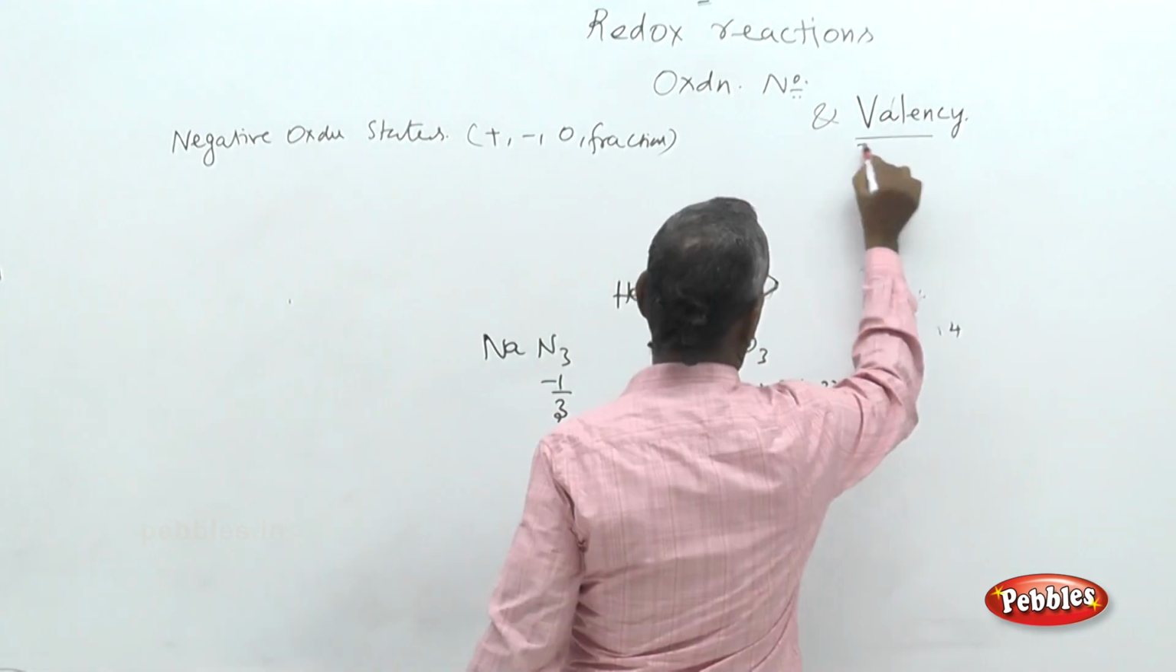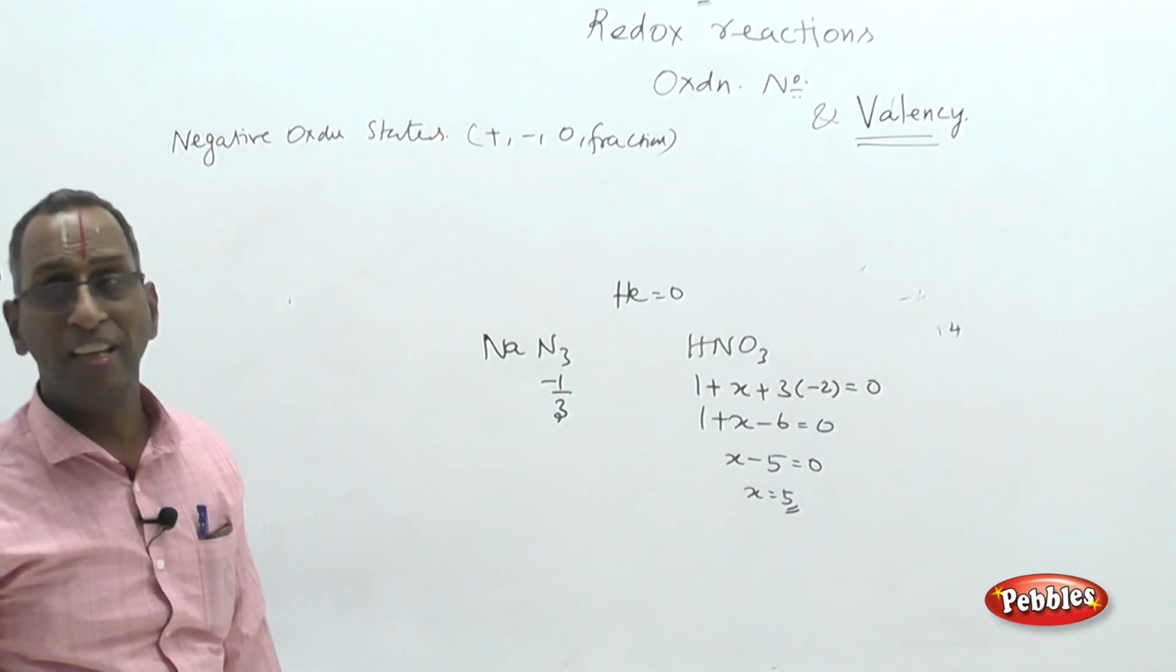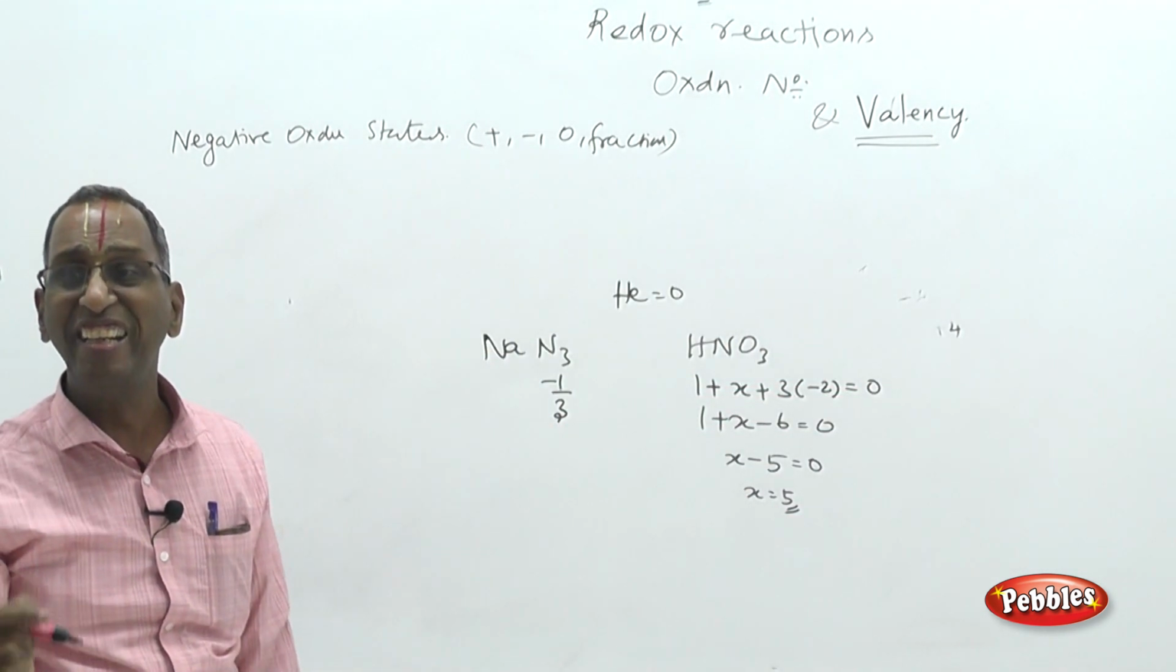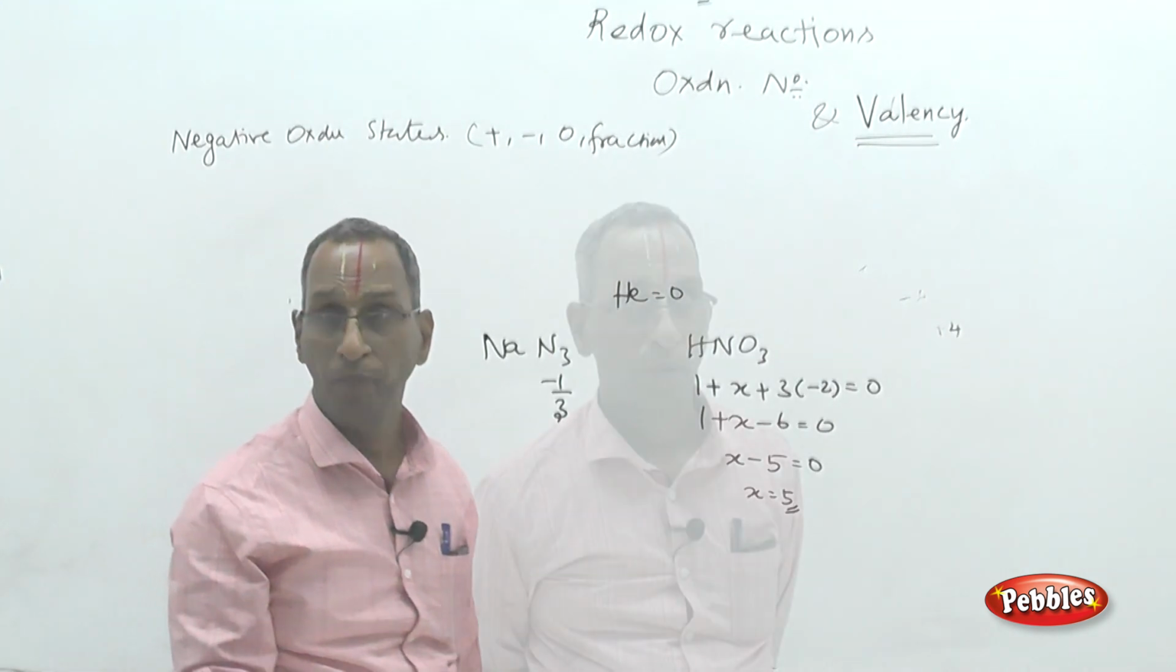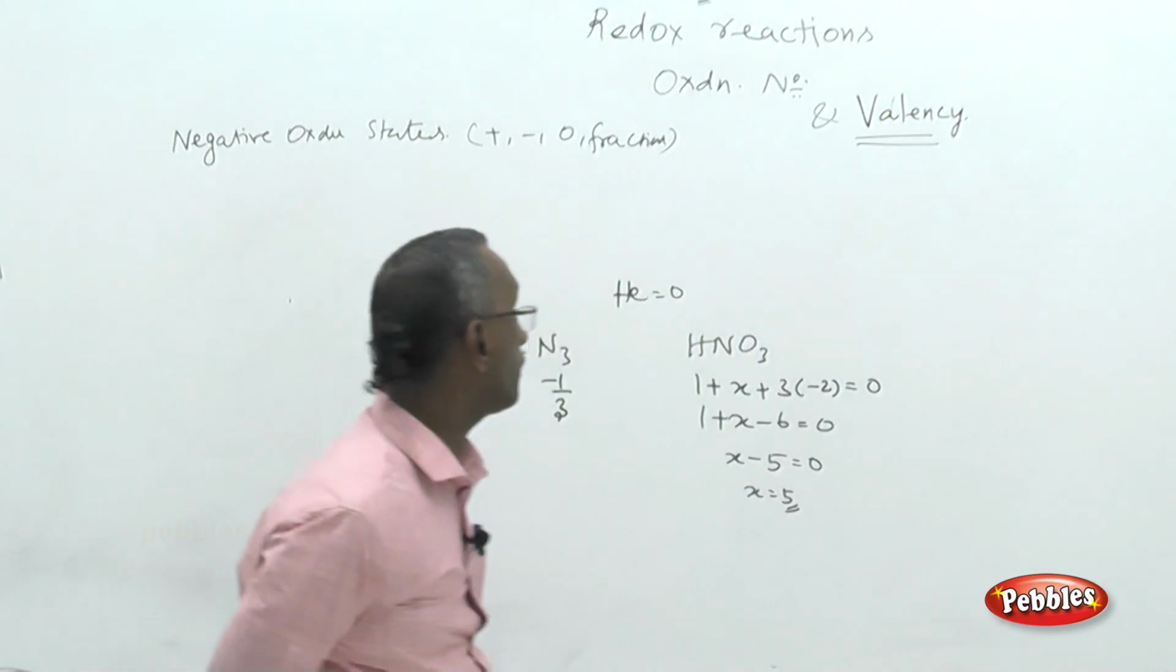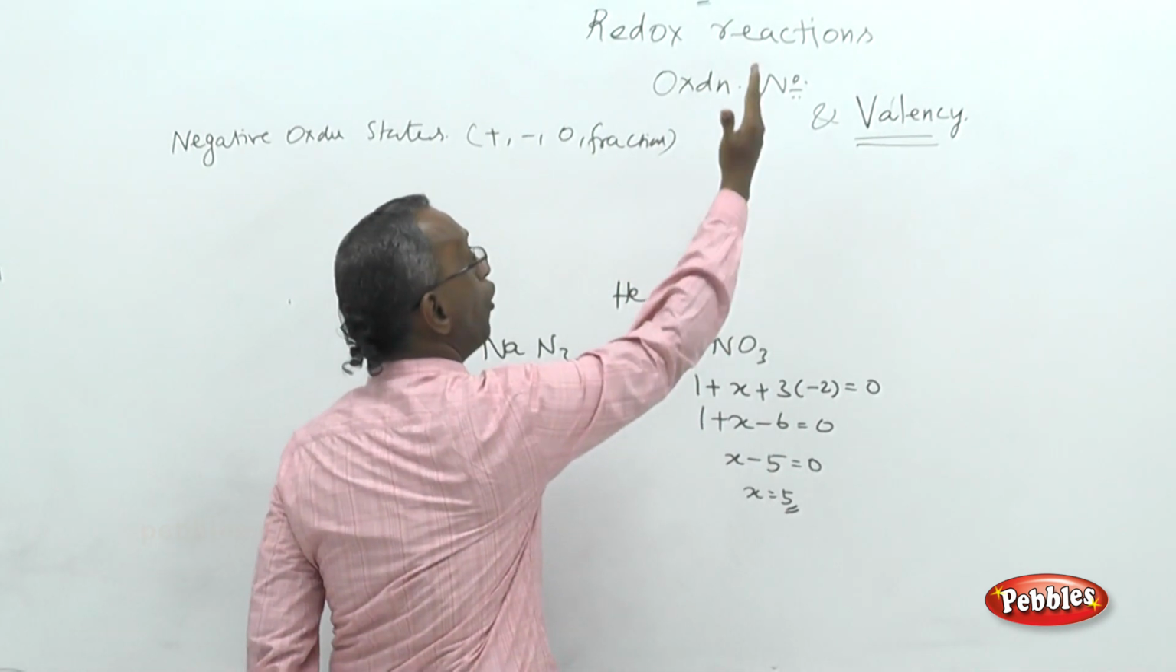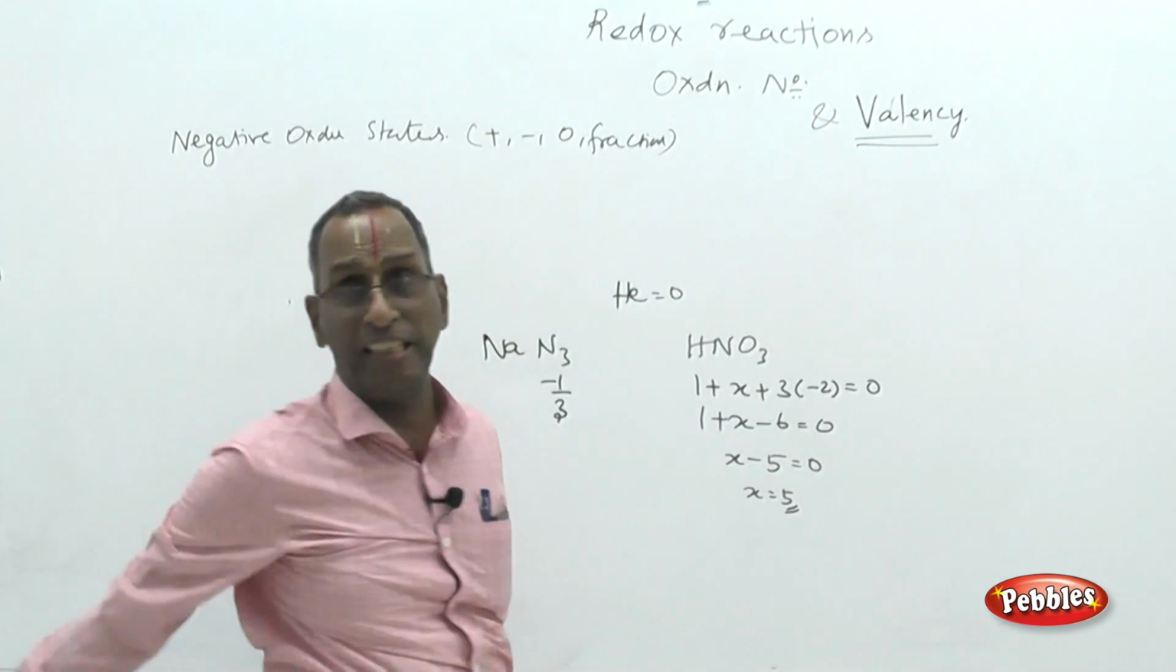What we conclude from these studies is that oxidation state is different from valency. Now we are in the process of differentiating between the terms oxidation number and valency.